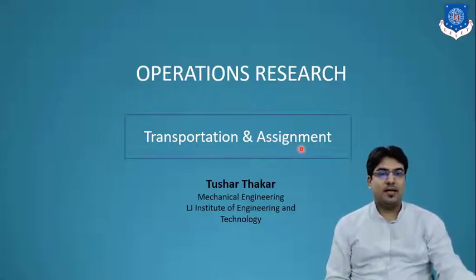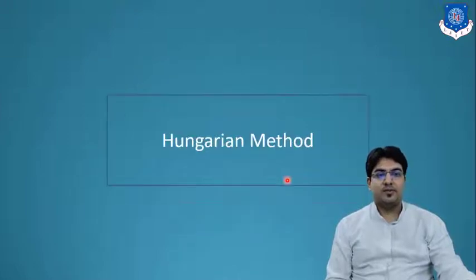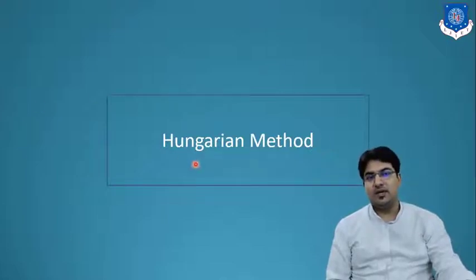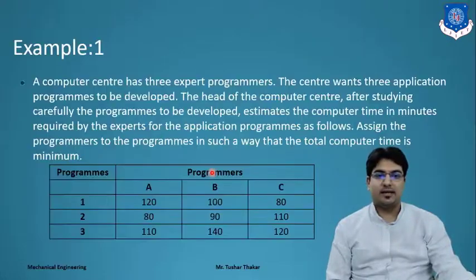In past lectures we have completed the transportation models, its solution and its optimal method. Today we will learn assignment problems. In assignment problems only one method is used to solve the assignment problem, that is the Hungarian method. In the Hungarian method we have to follow some steps by taking one example.